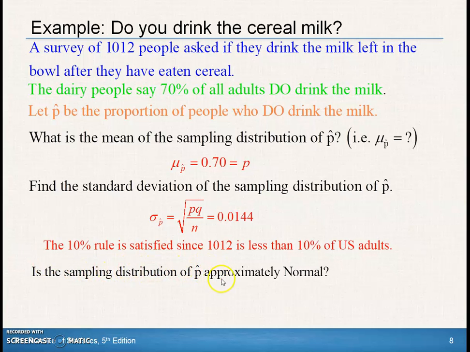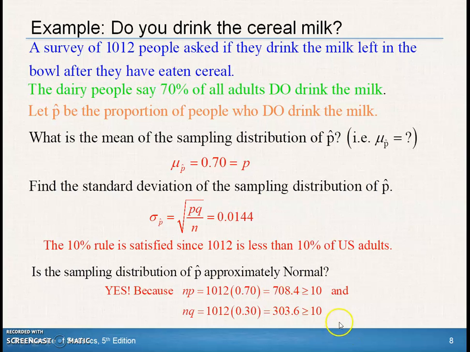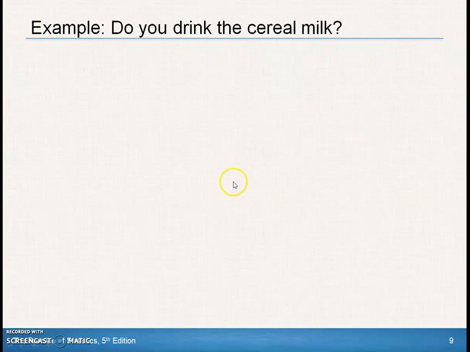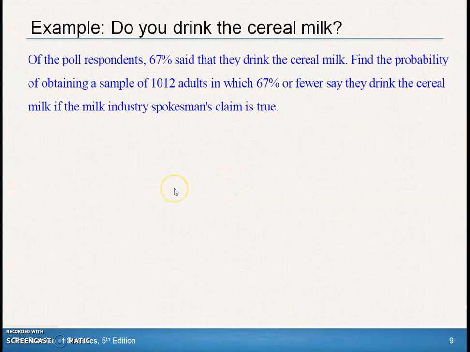Is the sampling distribution of p cap approximately normal? Well, let's see. n is 1,012 times p, 0.7, and n times q is 1,012 times 0.3. Are those both greater than or equal to 10? Yes, they're like hundreds. So it is approximately normal. So we have the 10% condition and the large counts condition for approximately normal. So now we could use our information about normal distributions to help calculate things.